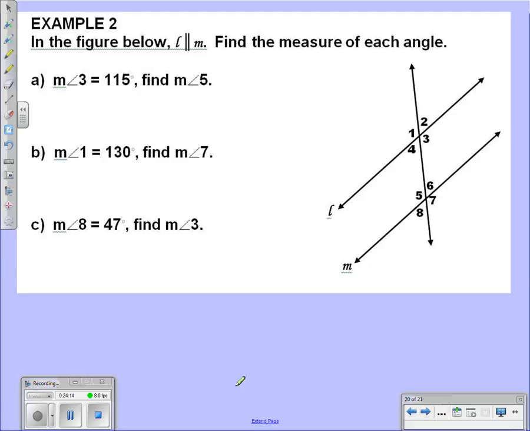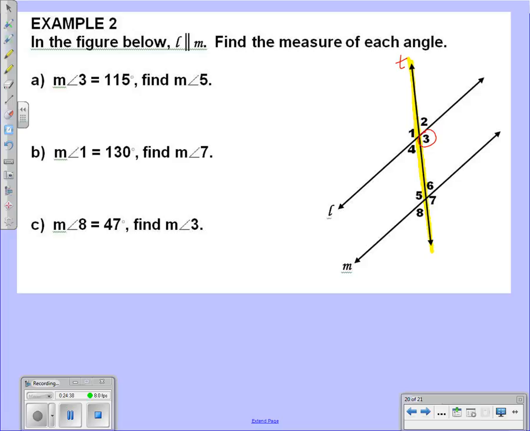Okay, example 2. Now we're going to use this information. We have L and M are parallel. We're going to find the measure of each. So we do have two parallel lines. That means, hey, this line going up and down, that's the transversal. Let's highlight it, and we're going to label it with the letter T. So that's our transversal.